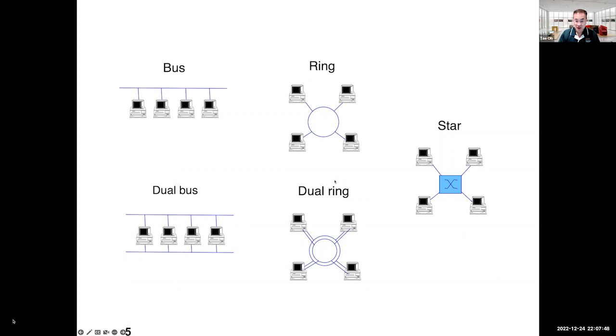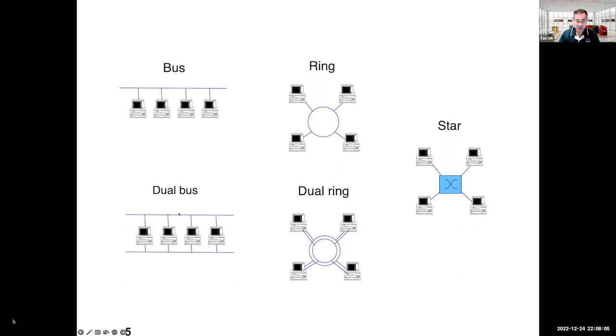So there's a star topology. This is a very common star topology here. Basically, it's not a ring. Once the data is coming in, it's sent straight to the computer based upon a MAC address.